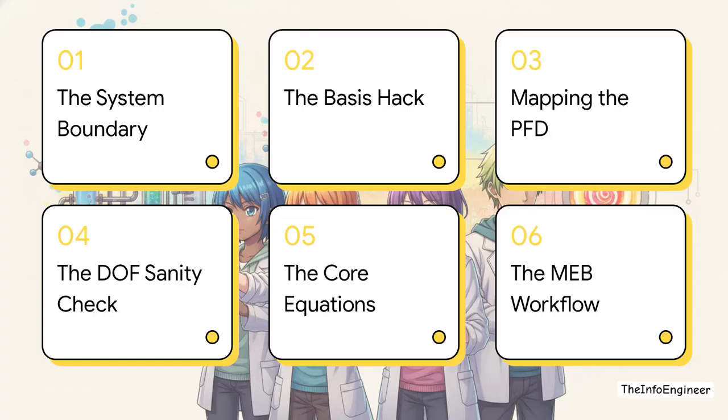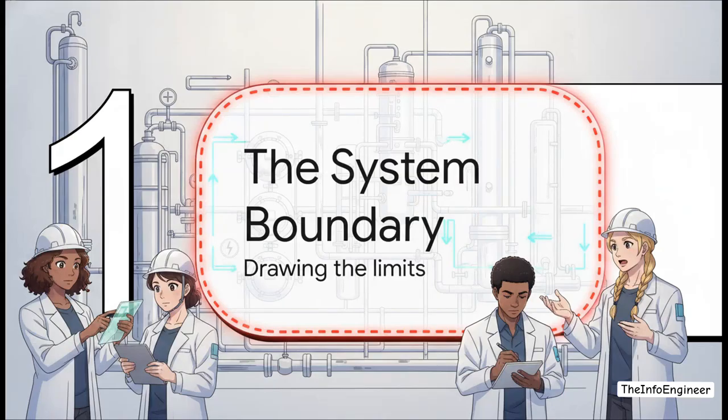So here is our roadmap for today. First, the system boundary. Second, the basis hack. Third, mapping the PFD. Fourth, the DOF sanity check. Fifth, the core equations. And sixth, the MEB workflow. Let's kick things off with Section 1, the system boundary.